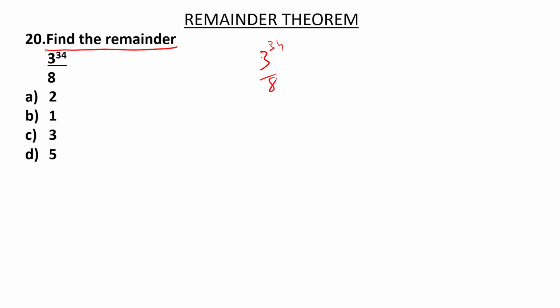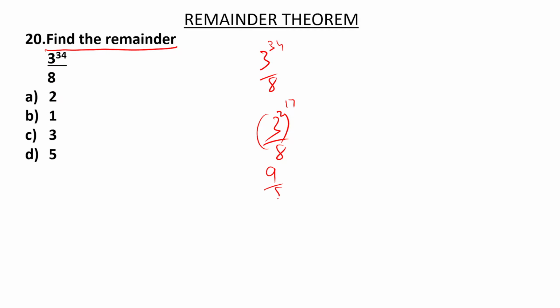As you can see, we need 3 power 34, right? We can even write it as 3 square whole power 17. As you can see, 2 times 17 is 34, right? I simply wrote it that way so that we can make it easy to solve the problem.